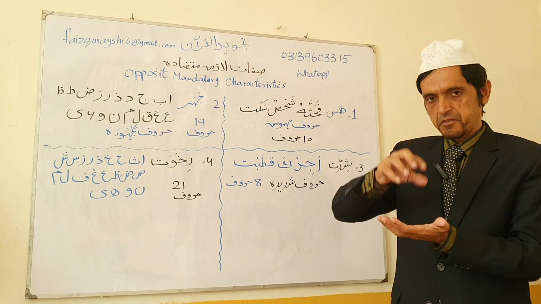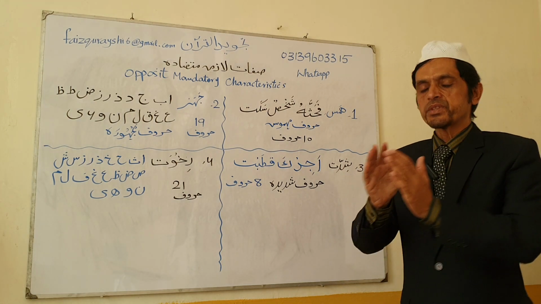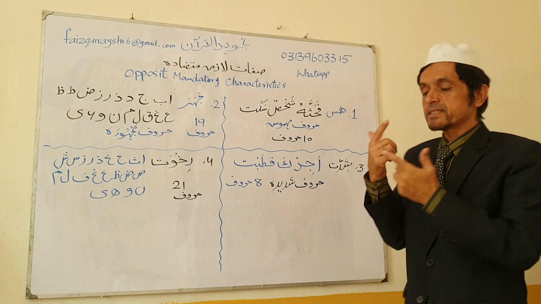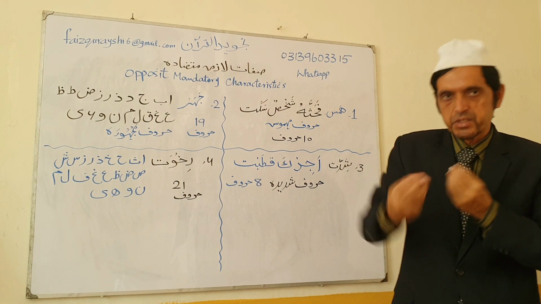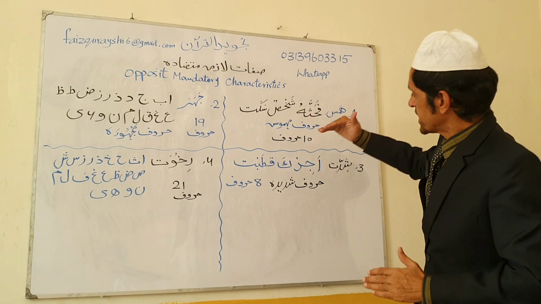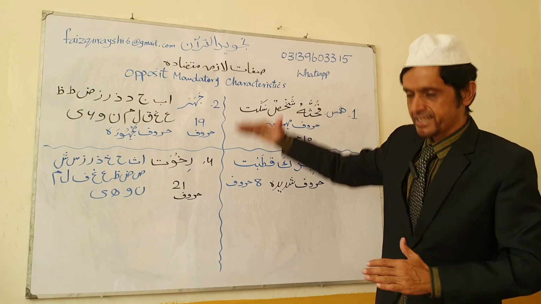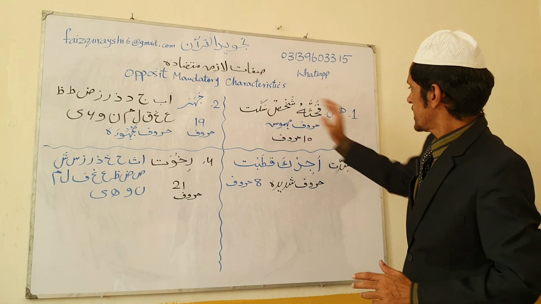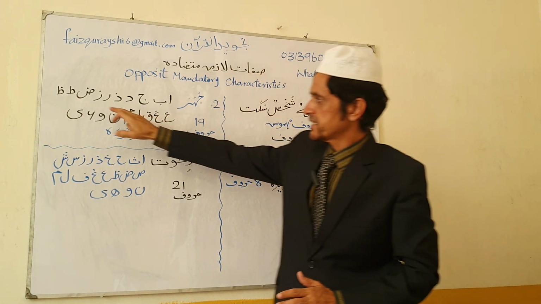On the basis of these characteristics, these letters are articulated differently. Otherwise they have the same articulation point, but on the basis of these characteristics they are different from each other. So here is hamza and here is jahar.